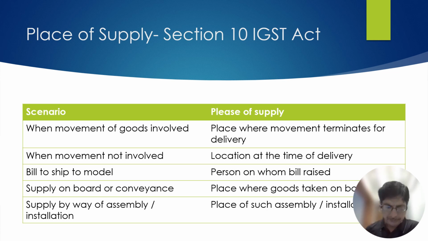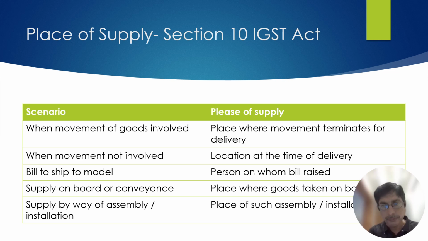Let's take an example that A is in Tamil Nadu, and enters into a contract with B, who is also in Tamil Nadu, to supply the material. However, B instructed A: don't supply the material to me, directly deliver the material to C, who is in Maharashtra. In this case, the location of supplier is Tamil Nadu. Place of supply is also Tamil Nadu.